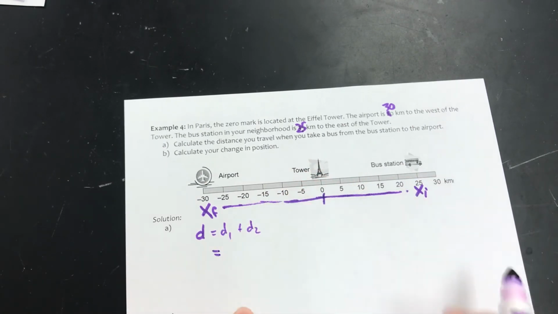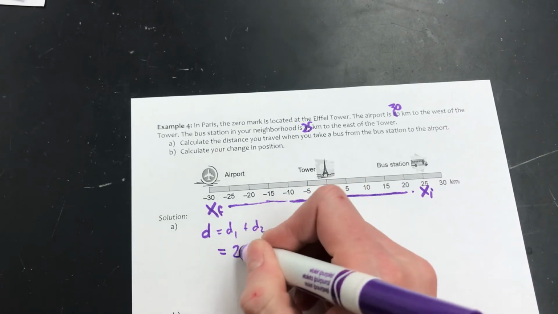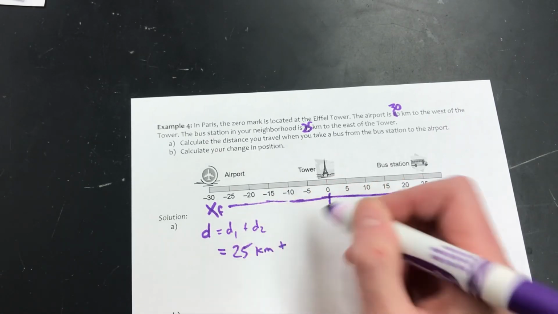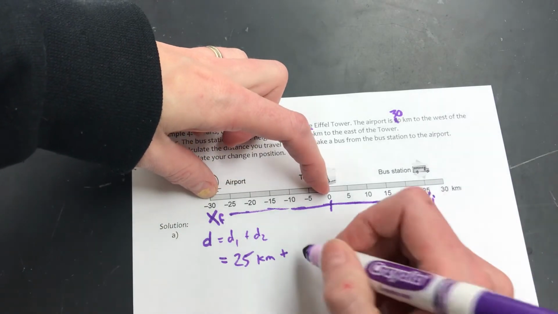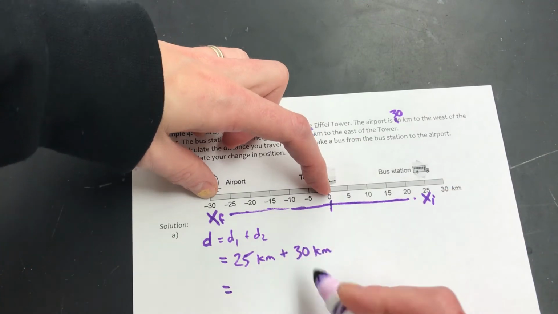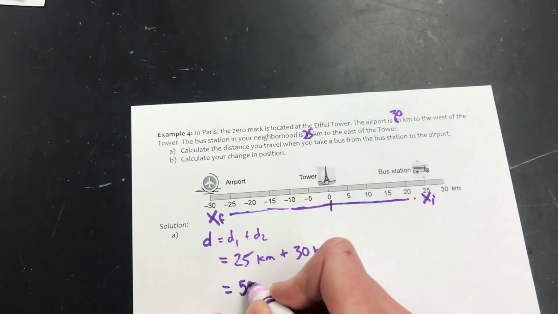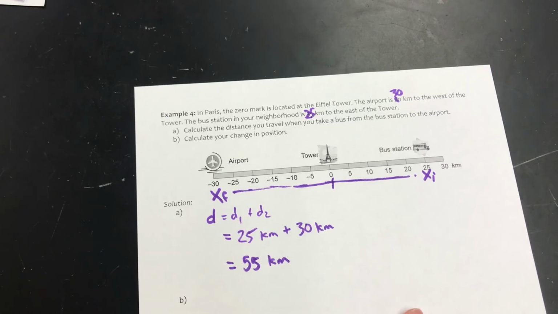Now remember, there's no negatives here. Okay, so I'm going from 25 to 0. That's a distance of 25 kilometers. And then I'm going from 0 to negative 30, which is still 30 kilometers. It's just in the negative direction. Okay. When I add those two numbers together, I end up with 55 kilometers. And so that's the distance that I'm traveling.